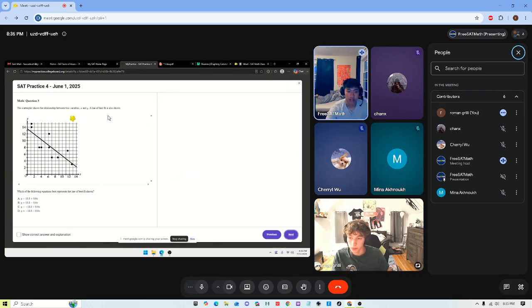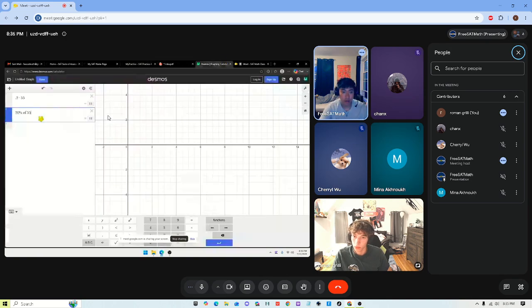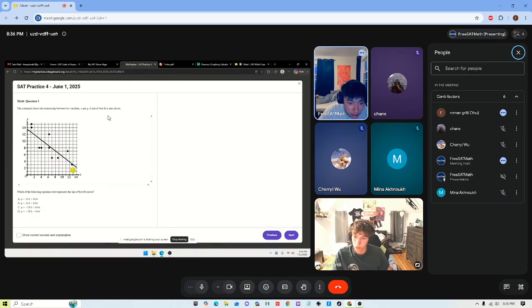The scatter plot shows the relationship between two variables x and y. A line of best fit is also shown. Which of the following equations best represents the line of best fit shown? So if we have a line of best fit and it's not too perfect, we can just estimate and then pick the best points possible. You see here, this one crosses almost perfectly through 2 and 12. And if you don't know, you can use a table here, and then you just plug in the values for x and y, and we find a different point. Like this one here, it'd be 13 and 3.